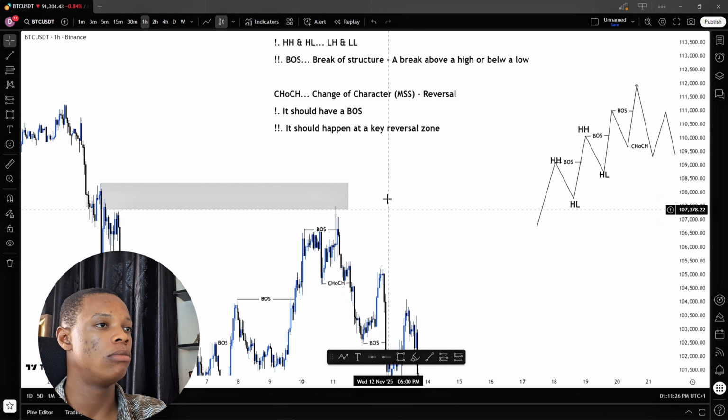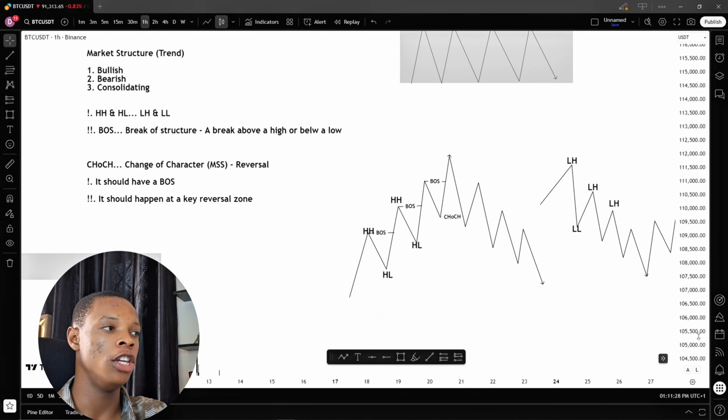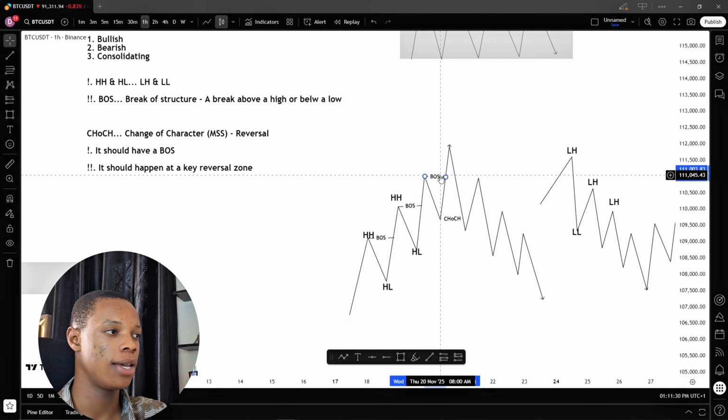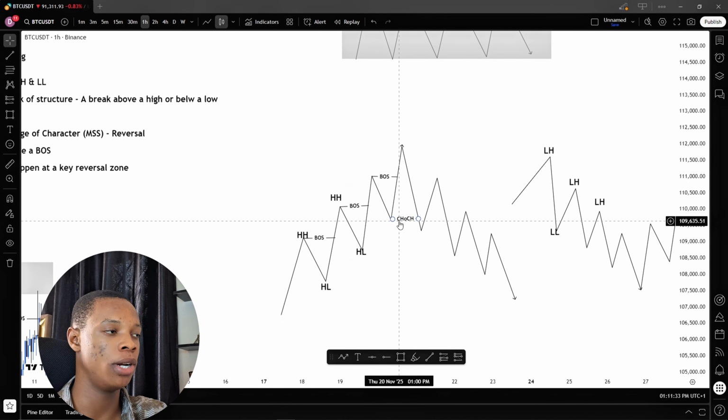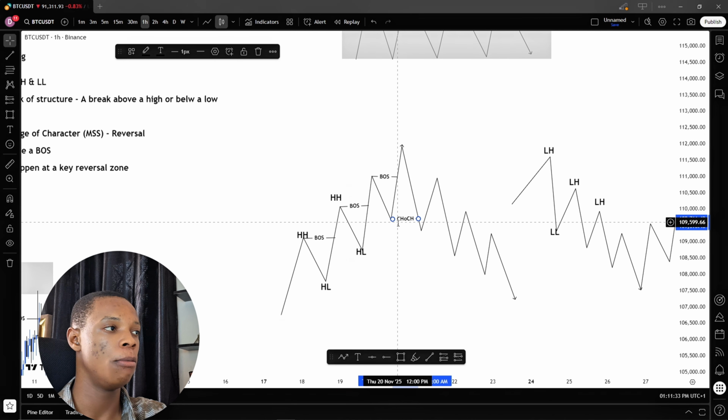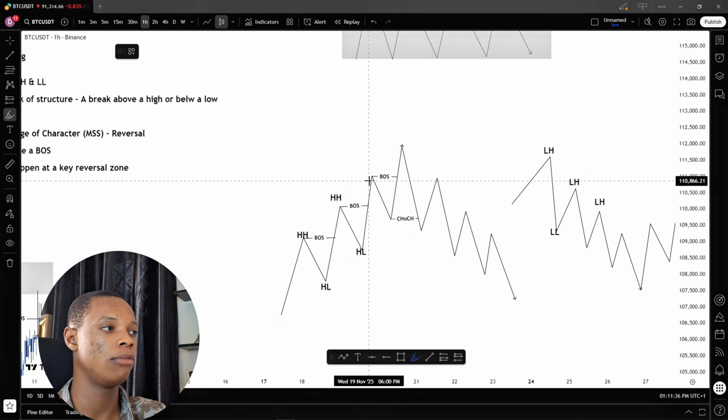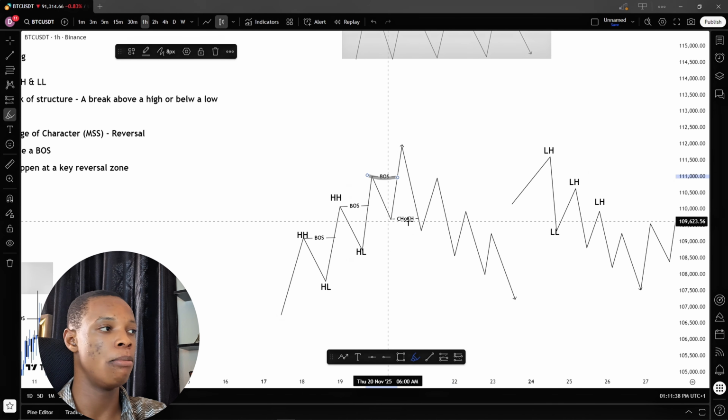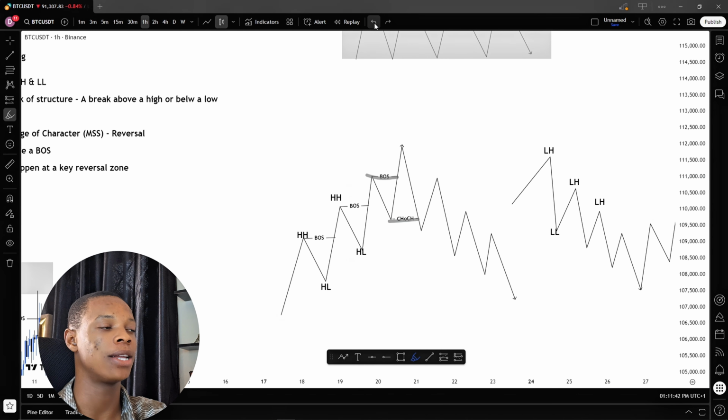Now, if a change of character is going to be valid, it should first break that high as a break of structure before it breaks the low as a change of character. If you're going to mark out any change of character, you should have two breaks of structure like this: break to the upside and then break to the downside. That's what will validate and confirm that this change of character is valid.